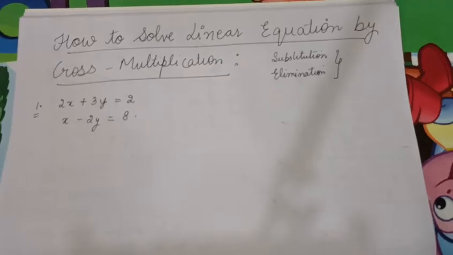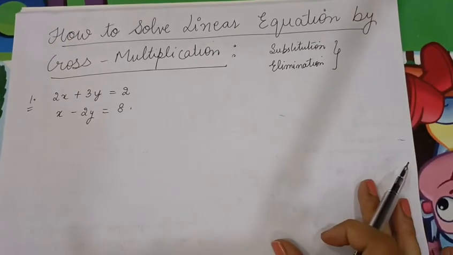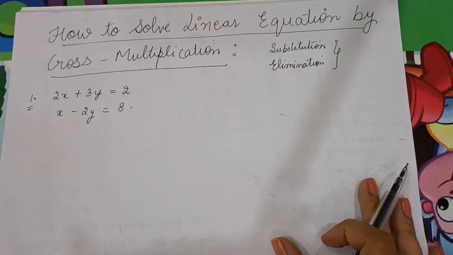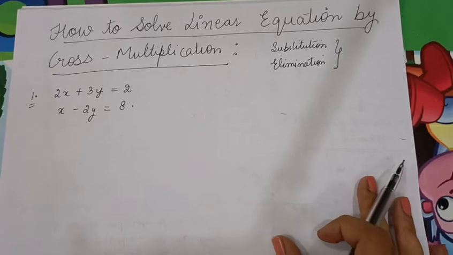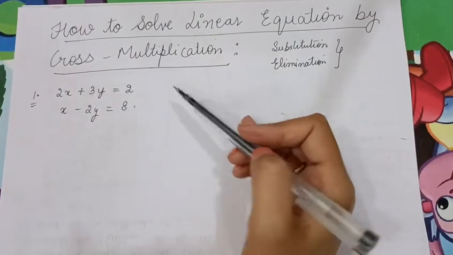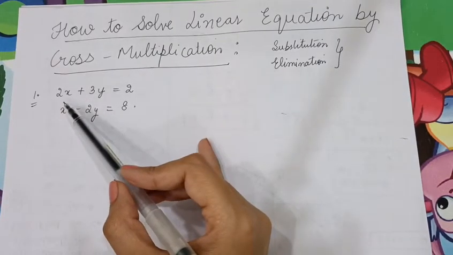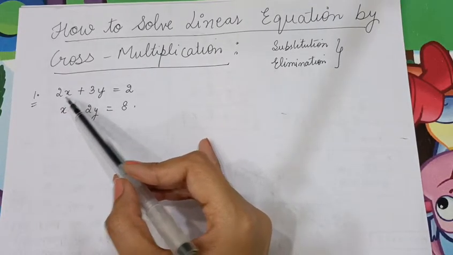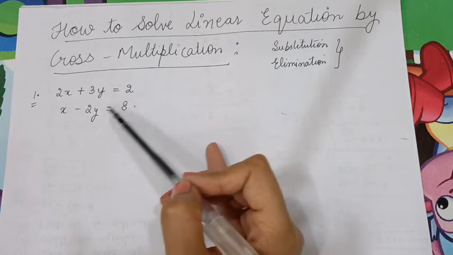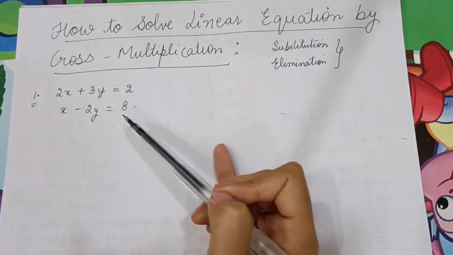Now let's do the third method, which is known as the cross multiplication method. This is one of the easiest methods. For this method I'll give you one trick, and with that trick you can easily solve any linear equation with the help of cross multiplication. So let's start. I have already written a pair of linear equations. You can see 2x plus 3y equals 2, and x minus 2y equals 8.